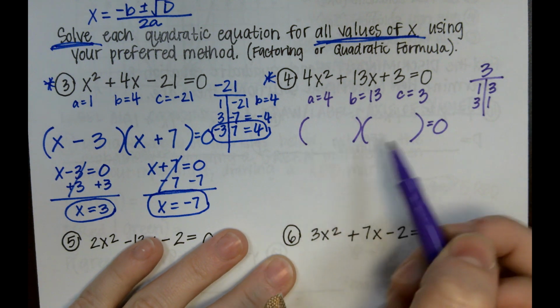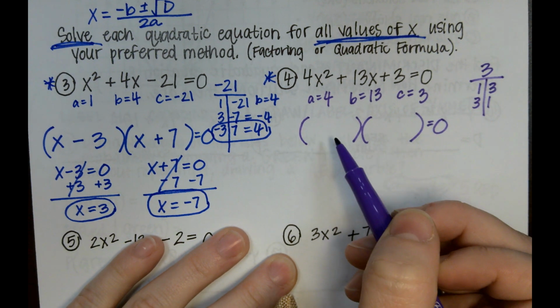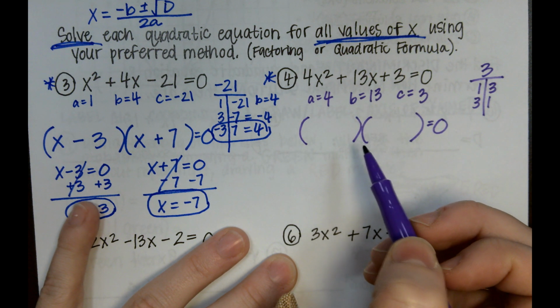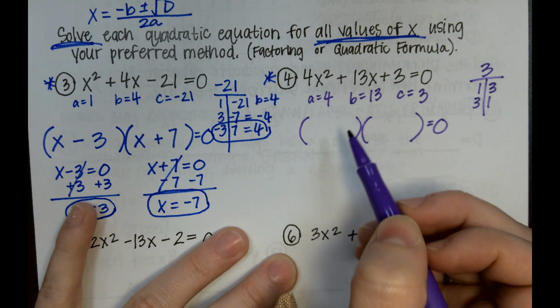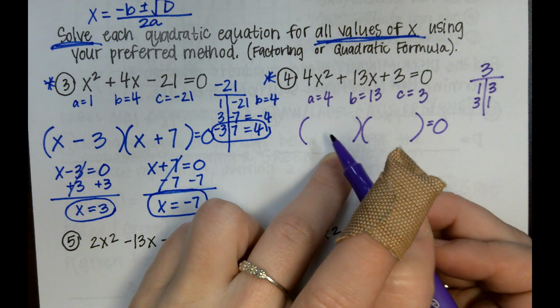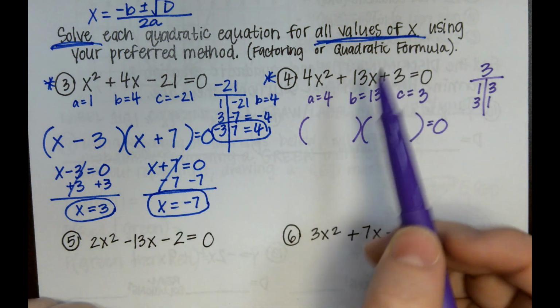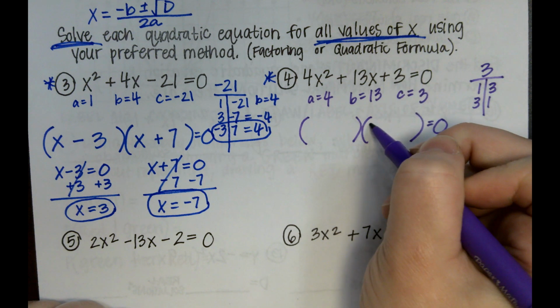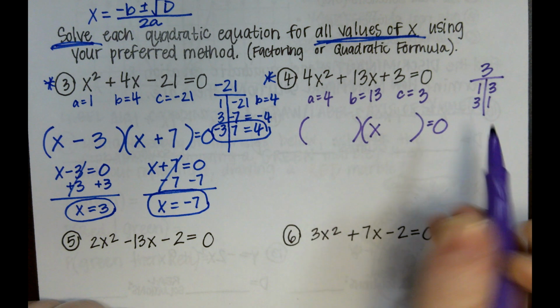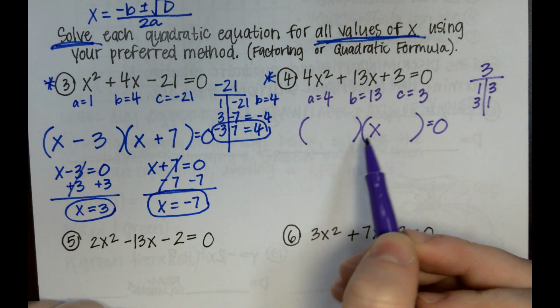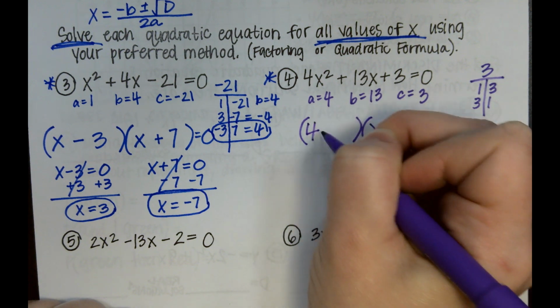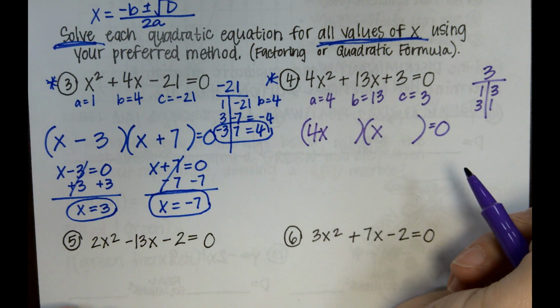Now, what's going to go in these parentheses? 1 and 3. We are going to have a 1 and a 3 in here somewhere. But we also need to keep in mind that since our A is greater than 1, it won't just be X and X this time. It'll be X and 4X. Yes. X and 4X.